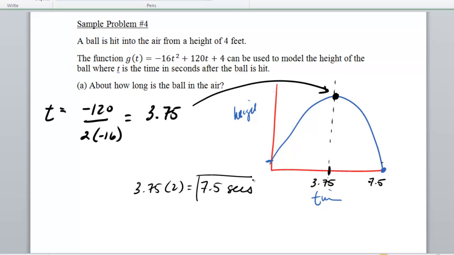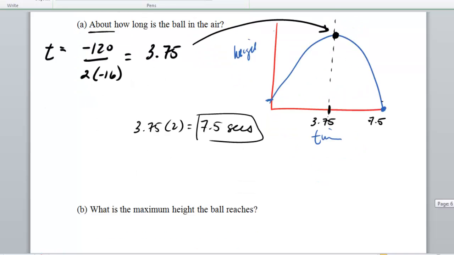Now at this point, that's about the best that we can do, and notice that the problem says about how long. Later on, we will definitely be able to solve for a little bit more specific value for the exact time. But right now, 7.5 seconds is a good estimate.